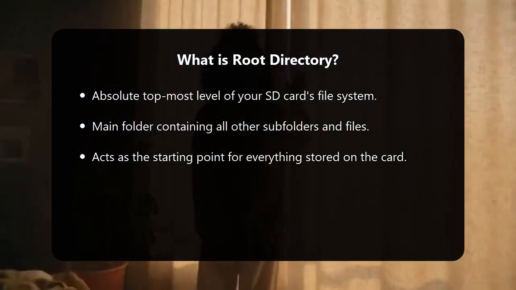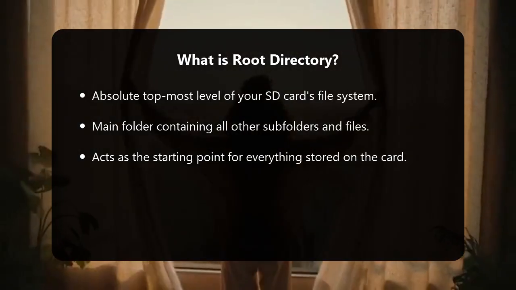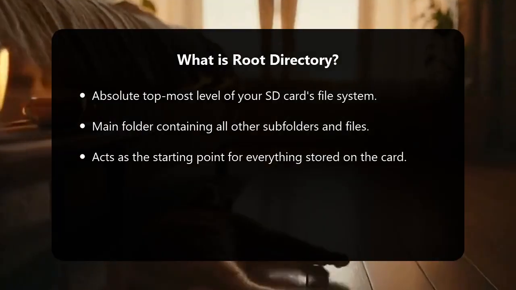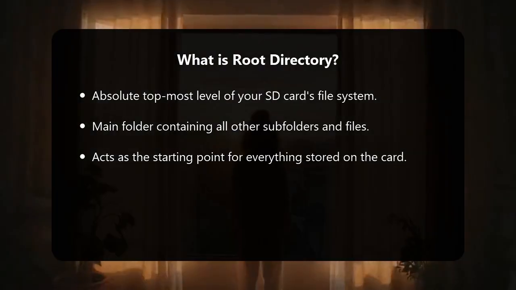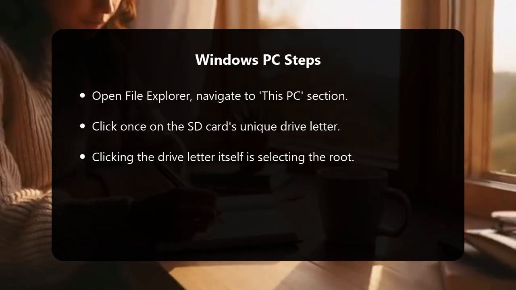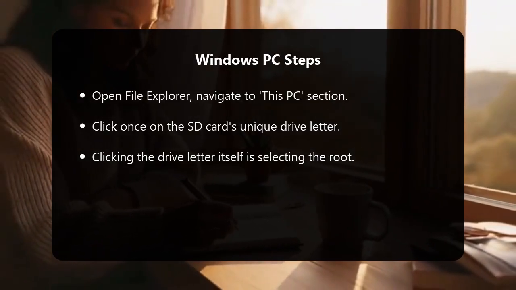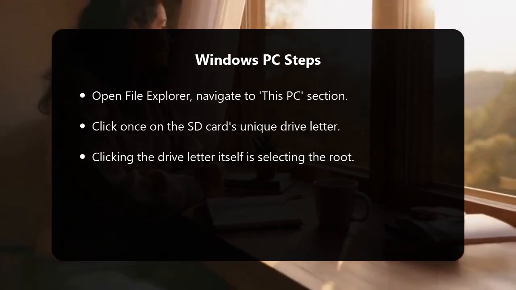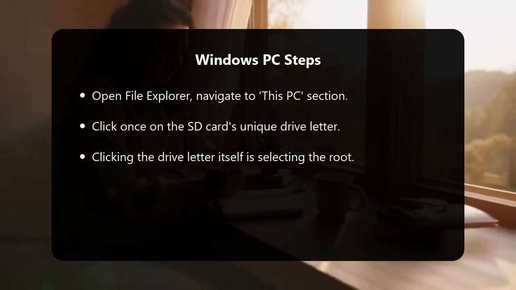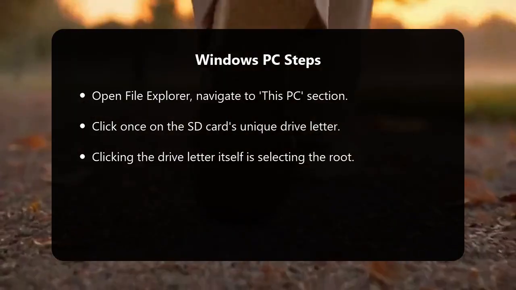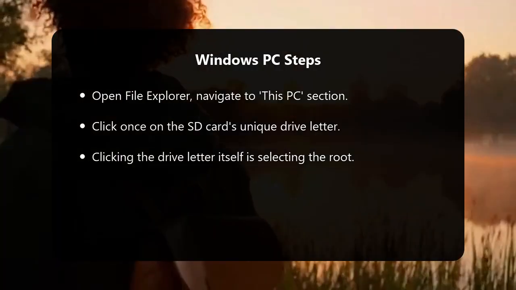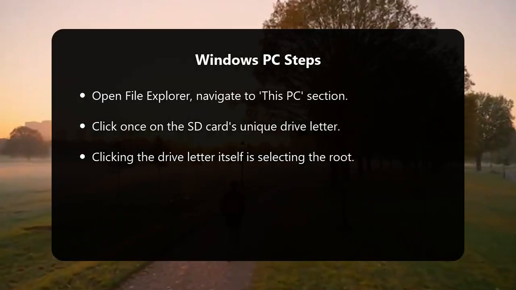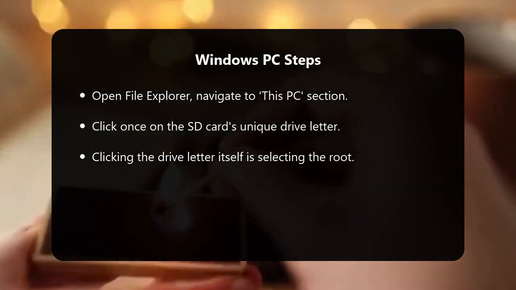For users on a Windows PC, the process is quite straightforward. After inserting your SD card into your computer's card reader, open File Explorer, which you can usually find by clicking the folder icon on your taskbar or searching for it in the Start menu. In File Explorer, navigate to This PC in the left-hand pane. Here, you'll see a list of all connected drives, including your SD card, which will typically be labeled as a removable disk with a unique drive letter, like D, E, or F.